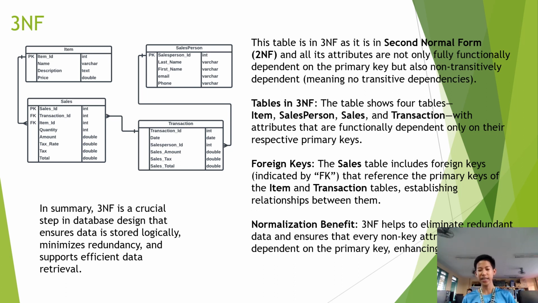The sales table includes foreign keys, indicated by F key, that represent the primary keys of the item and transaction tables, establishing a relationship between them. In summary, the third normalization form is a crucial step in database design that ensures data is stored logically, minimizes redundancy, and supports efficient data retrieval.